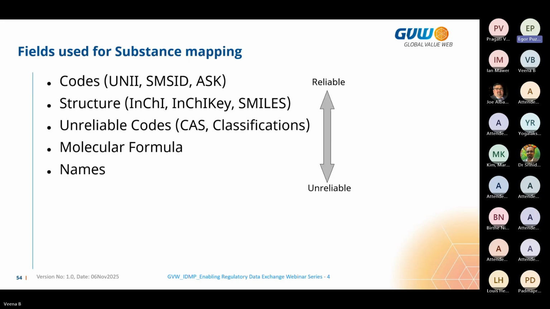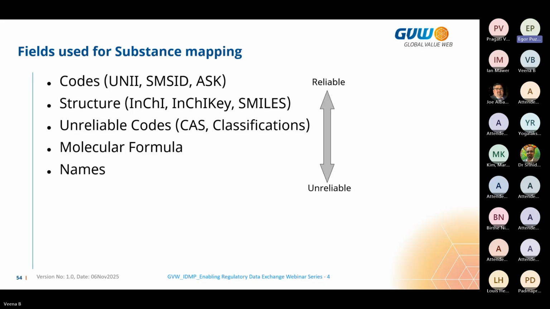If you don't have it, but maybe you have names in IUPAC format, then you can convert these names with the OPSIN library into the structure and then search for the structure in GSRS. It also allows you to map your substances to the GSRS substances. Very reliable. Then we have unreliable codes.